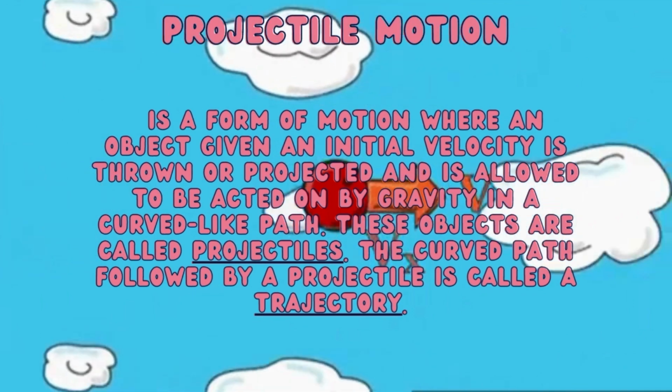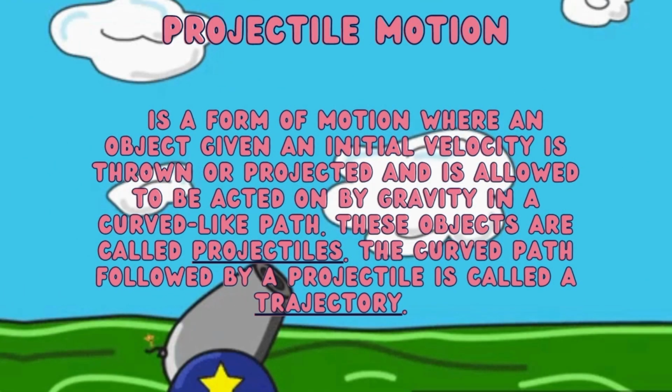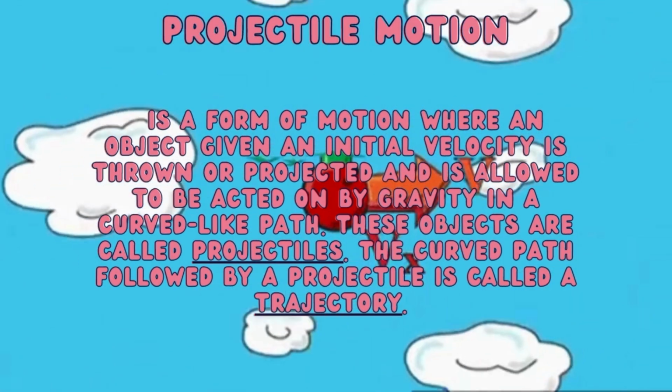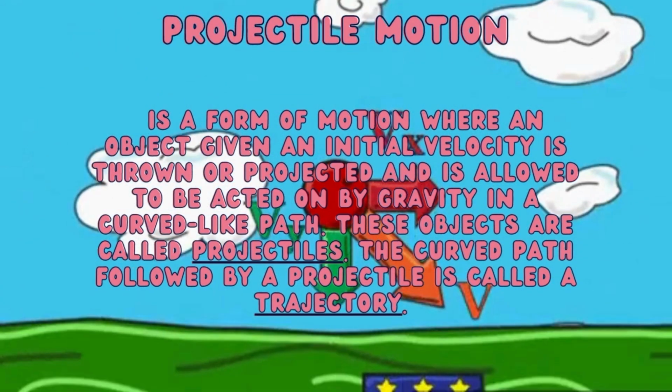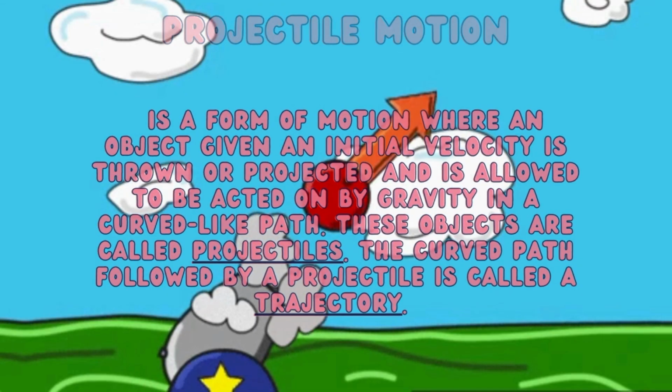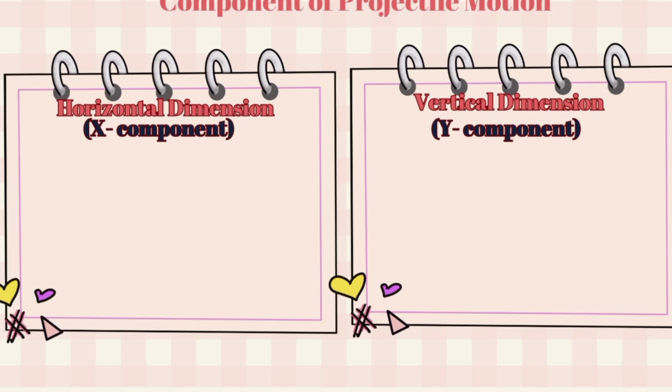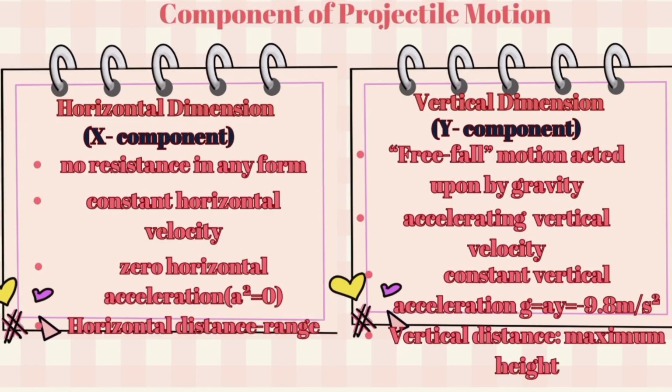The UAM is closely related to what we call projectile motion, such as a cannonball thrown into the air experiences a constant acceleration due to the force of what we call gravity. Projectile motion has two components: the horizontal dimension, which is the x component, and the vertical dimension, which is the y component. So they both play an important role in projectile motion. So let us differentiate the two components.